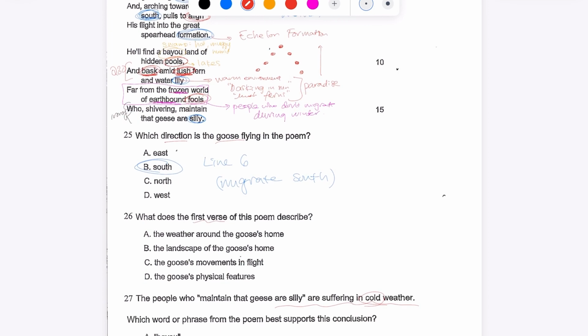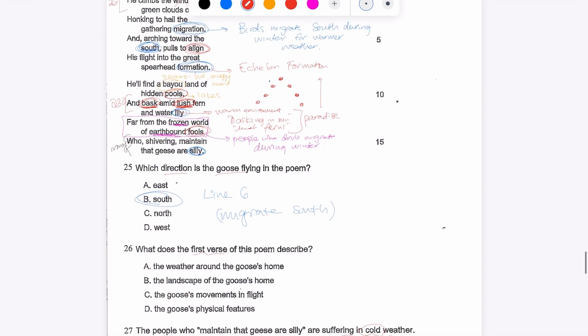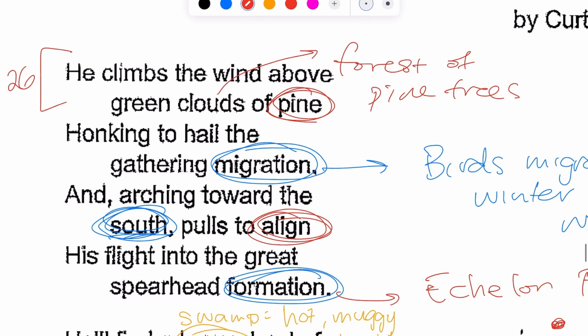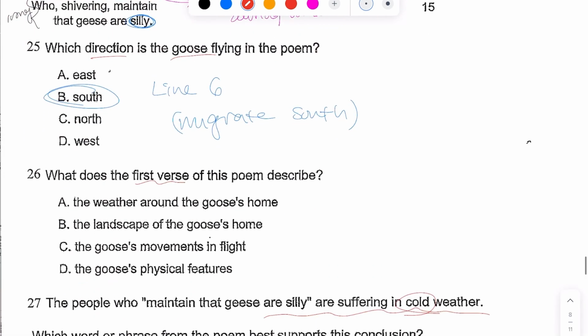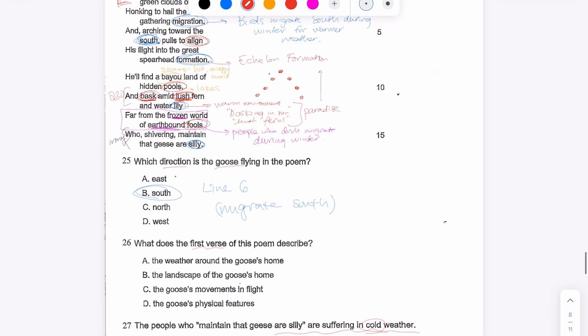Next one, number 26. What does the first verse of the poem describe? So the first verse is here. He climbs the wind above, green clouds of pine. So this describes the setting. This will be not the weather, but the landscape of the goose's home. So this is the setting where the goose lives among the pine trees.